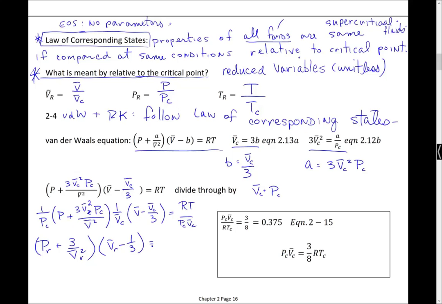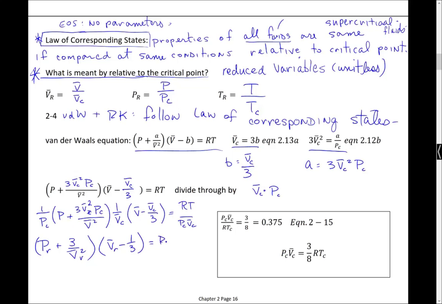Make sense? I have no A's and B's. Okay? All right, now we look at the right side, right? And we see that we have in the denominator the pressure and the molar volume multiplied by each other at the critical point. So this is where I'm going to bring back what we've derived previously, right? And so what I can do is I can replace this pressure times the molar volume with 3/8 RTC. Okay? So let's go ahead and do that.